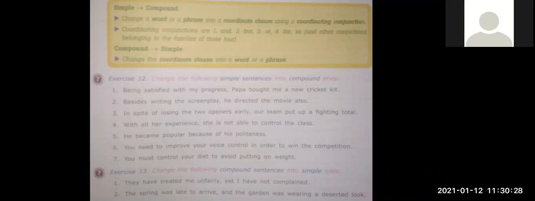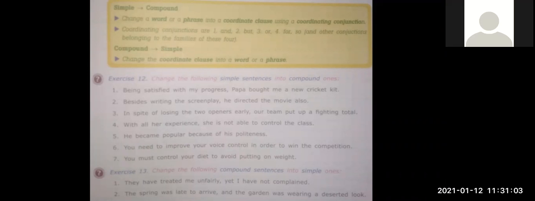Now, like this, you use in spite of or despite, right? Such type of sentences. So you can note it down: in spite of having been treated unfairly. In spite of having been treated unfairly, comma, I have not complained, right? In spite of having been treated unfairly, I have not complained.